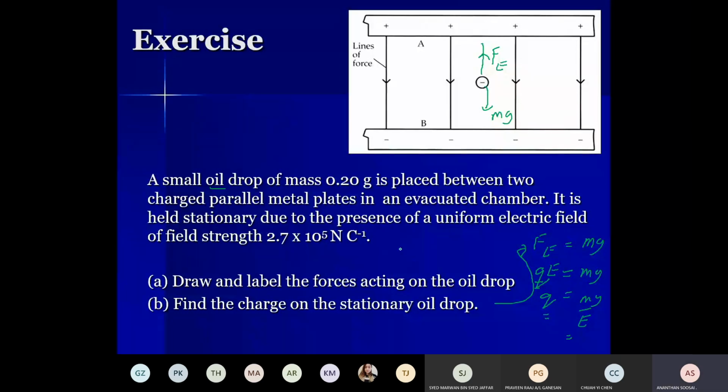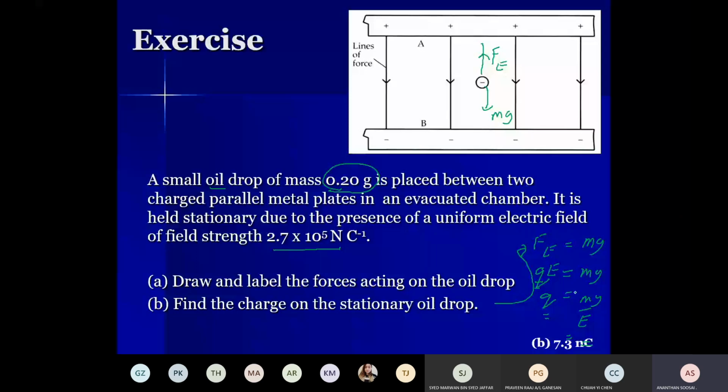The mass of the oil droplet is 0.2 gram, changed to kilogram. The gravity we know is 9.81, and E is 2.7 times 10 to the power of 5. You get the charge. So how much did all of you get? I think you get 7.3 nanocoulomb, or 7.3 times 10 to the power negative 9. So the flow is quite simple: the electric force equals the weight. Weight is not neglected for the oil drop experiment, and we can find the charge of the oil drop.